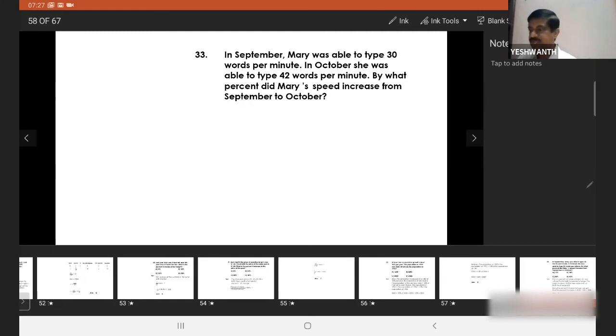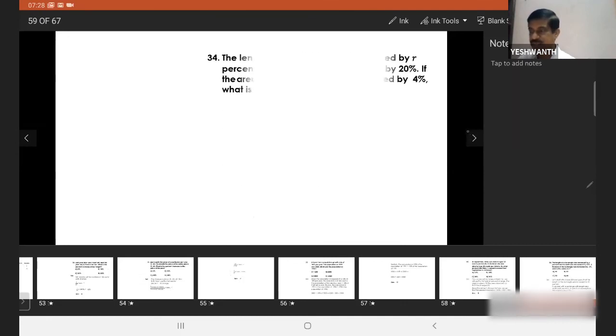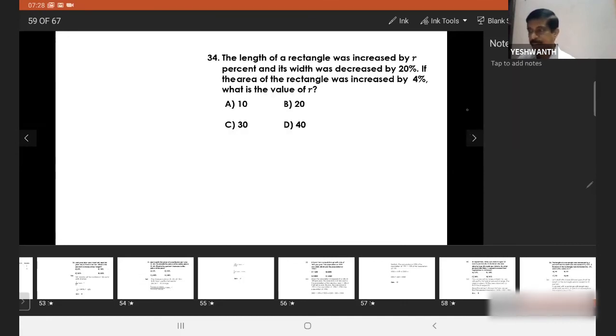See, in September, Mary was able to type 30 words per minute. In October, she was able to type 42 words per minute. By what percentage did Mary increase the speed? So simple question, a simple solution. Increase in typing speed by original speed into 100. So simple. So homework. Let's not try that now. So now look at this.